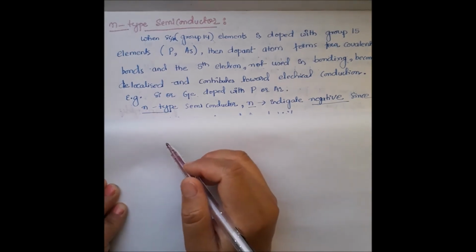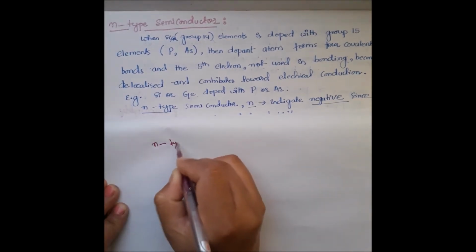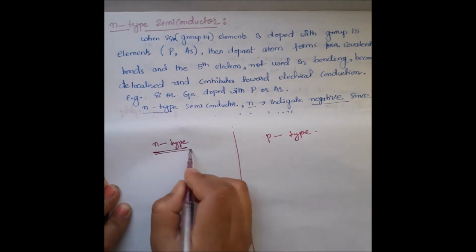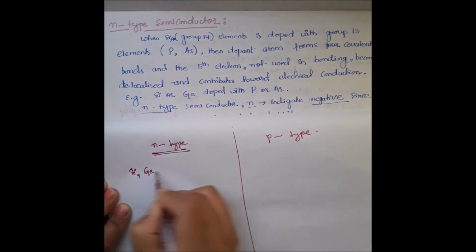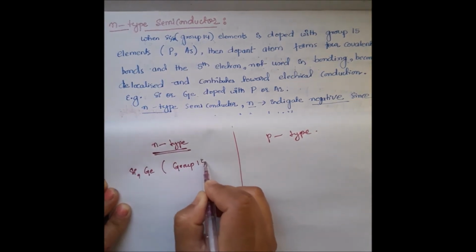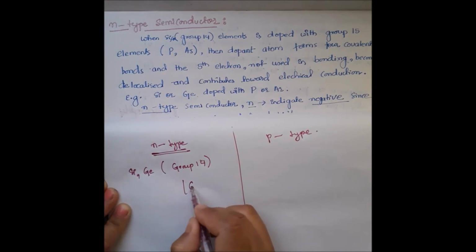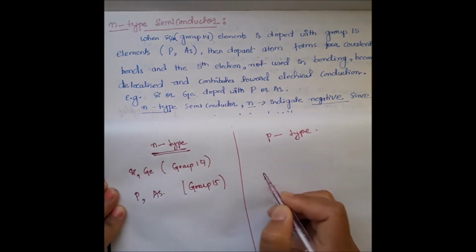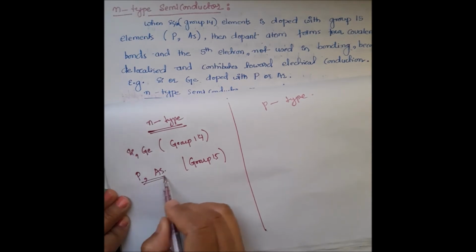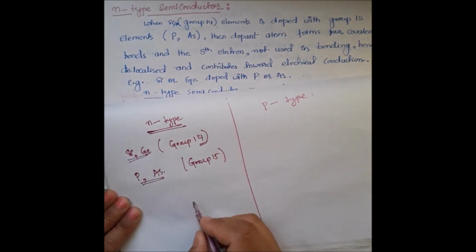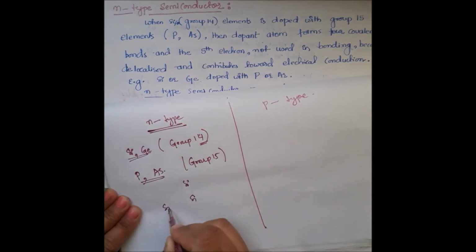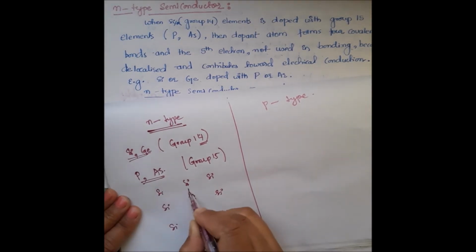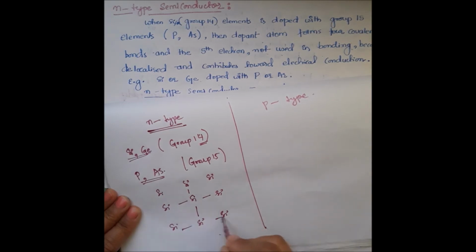Now there are two types of extrinsic semiconductor: one is n-type and the other is p-type. An n-type semiconductor is one where a semiconductor like silicon or germanium, which belongs to group 14, is doped with a group 15 element, like phosphorus or arsenic. Silicon is tetravalent, so it forms covalent bonds with its four neighboring silicon atoms using all its four valence electrons.